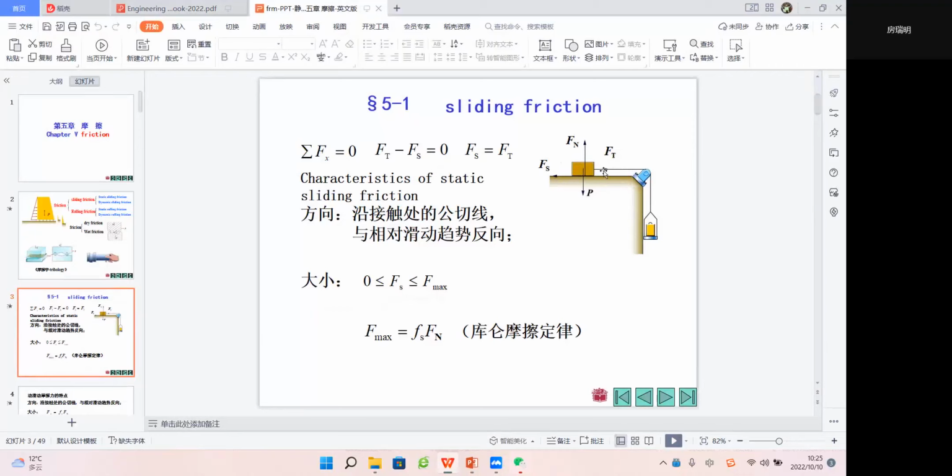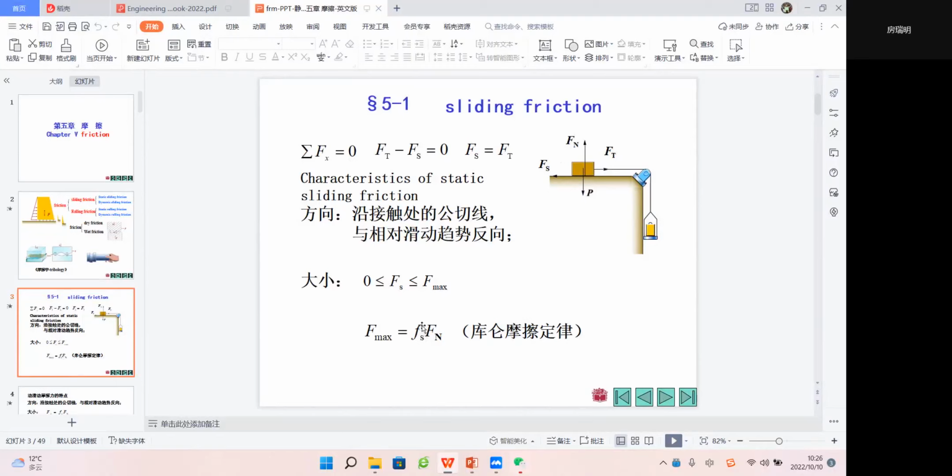So if Ft is not big enough, right? If we keep increasing the value of Ft, at some critical point we will have this F max. Although we can give some friction, its biggest magnitude is limited. It equals Fs times Fn. Actually, this is the coefficient.